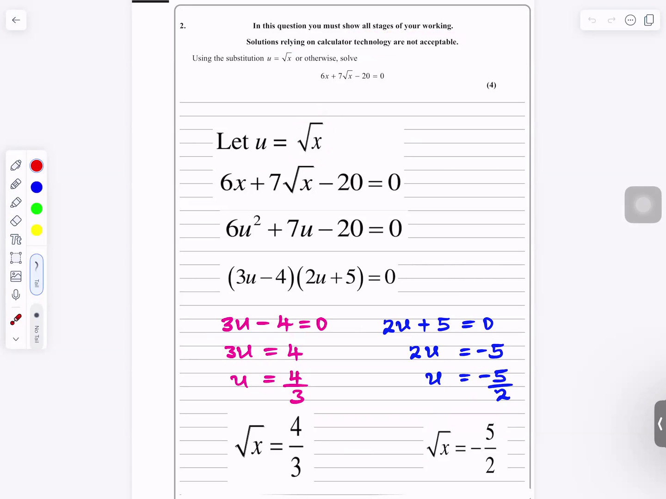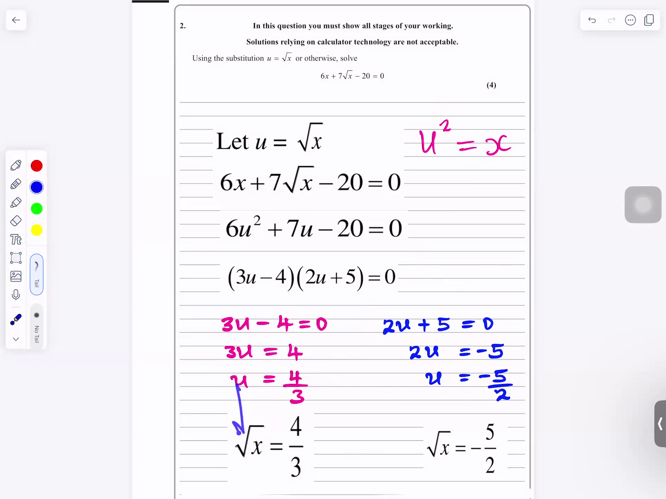So that means u squared is equal to x. So you will replace x with u squared, and then you have this quadratic. Use your calculator to solve it to get 4 over 3 and minus 5 over 2.